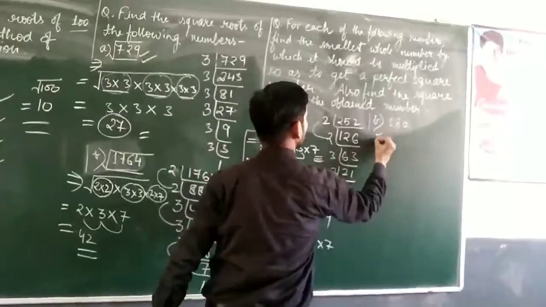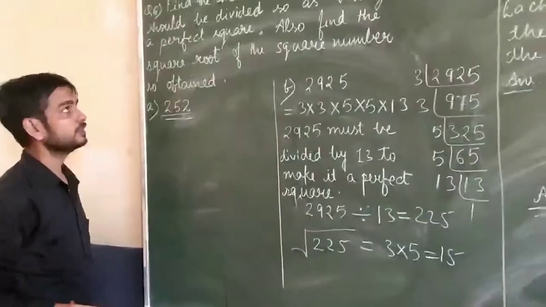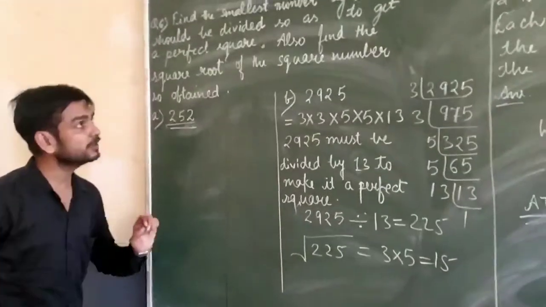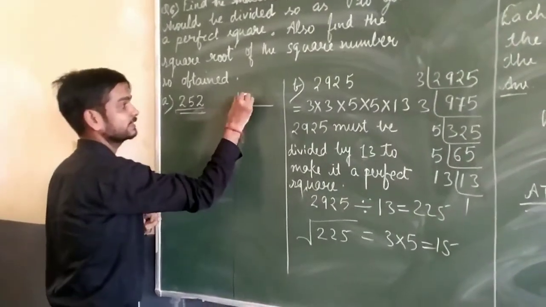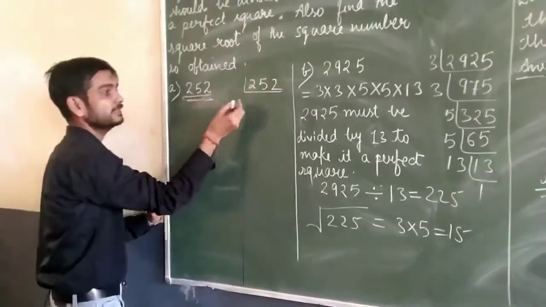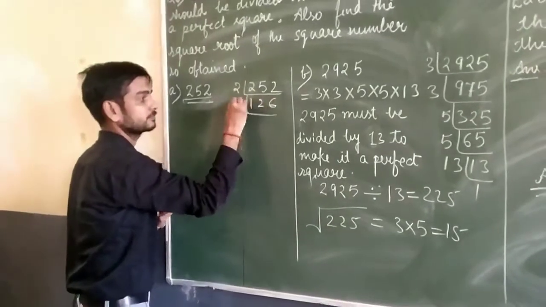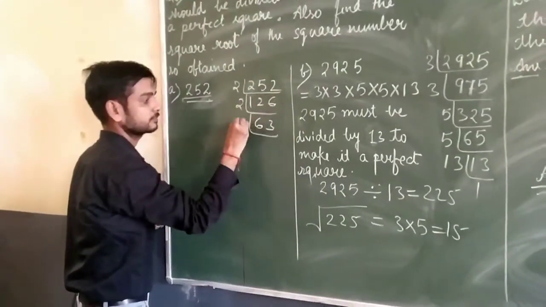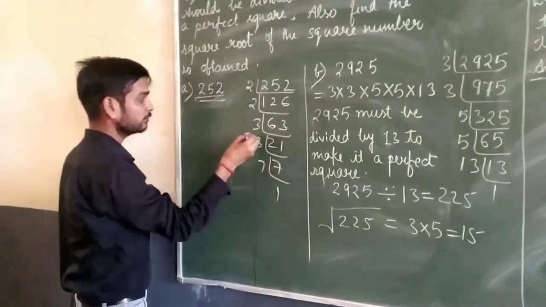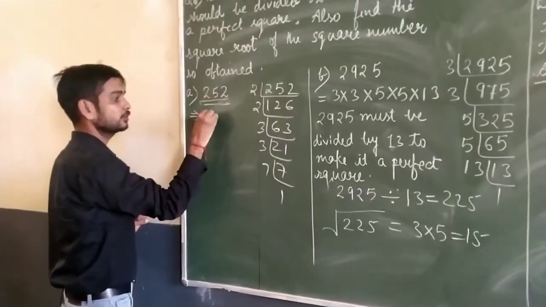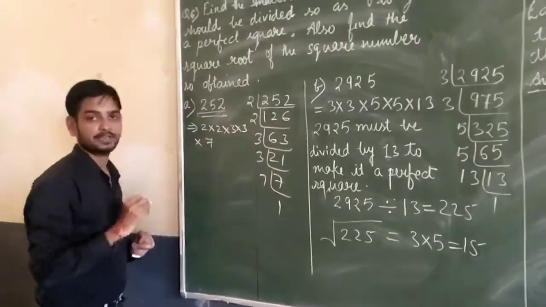Similarly, student, try to solve the B part of this question. Now student, in this question we will do the divide. How? Let's see. Firstly, we will do the factors of the digit. 252 is the main digit. We will do the factors. Now we will note down all the factors here. 2 is 2 times, then 3 is 2 times, then 7 is 1 time.